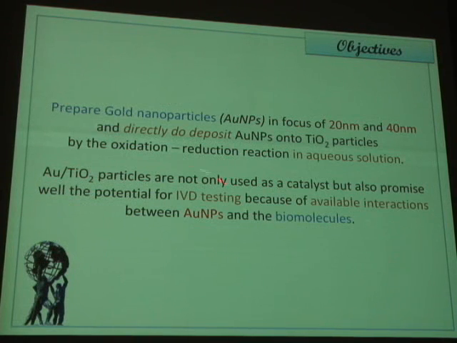This is the objective of our work. We prepare gold nanoparticle in size of 20 and 40 nanometer and deposit gold onto titanium particle by the oscillation and reduction reaction in aqueous solution.